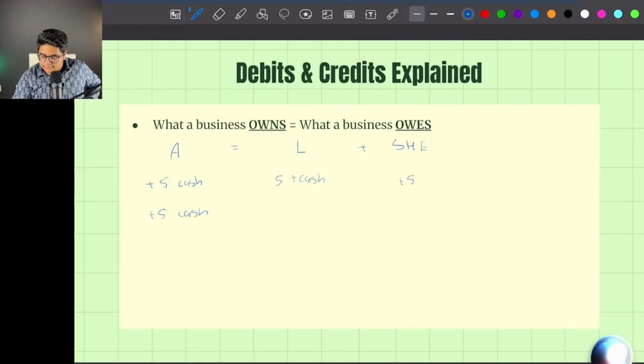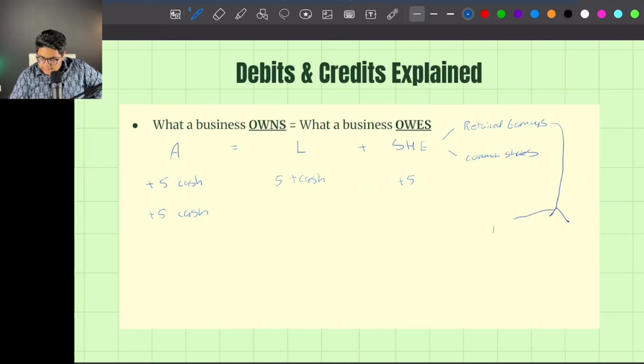So your shareholders' account consists of a couple things. Number one, it has your retained earnings. And it also has your common shares. And then your retained earnings account further is broken into a couple things. Number one, revenues, number two, expenses, and then number three, dividends. So for your retained earnings, you add your revenues, you subtract your expenses, and you subtract your dividends.